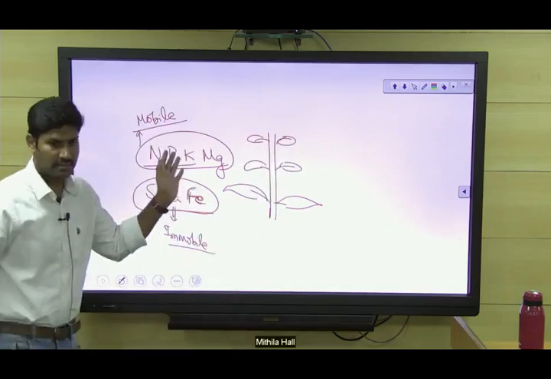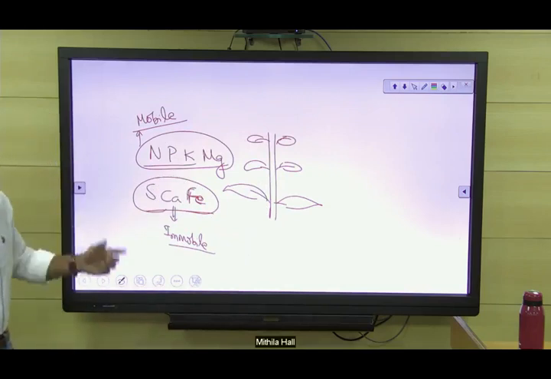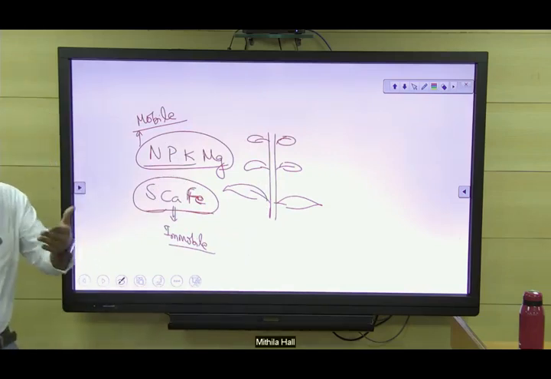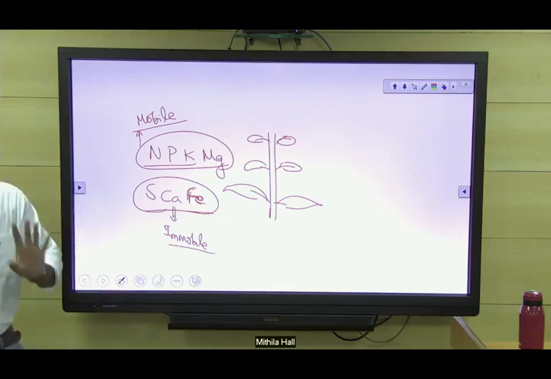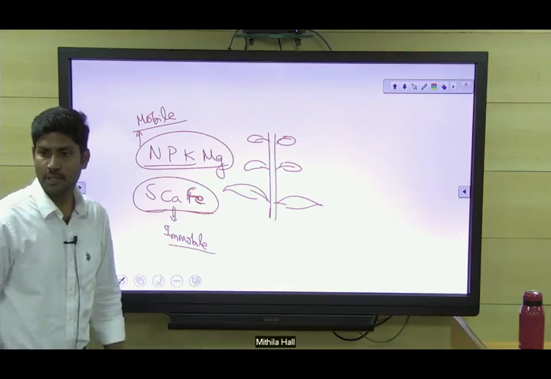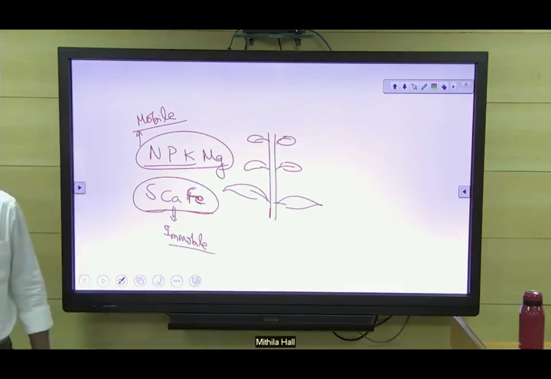You will study that in our nutrient management topic. There is one important, repeated question in agriculture: write the role of nutrients in the croplands. Write the role of the various nutrients in the croplands, right?